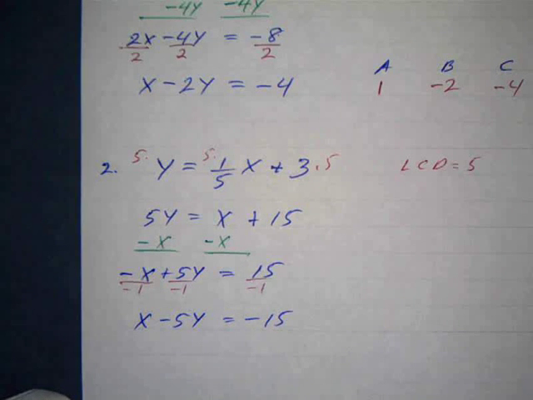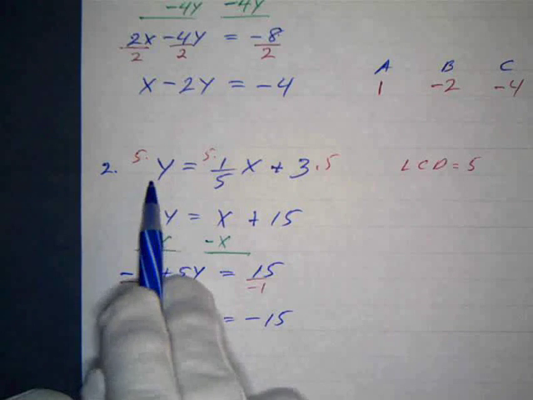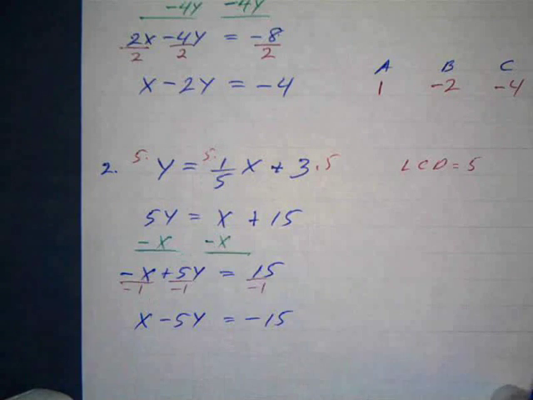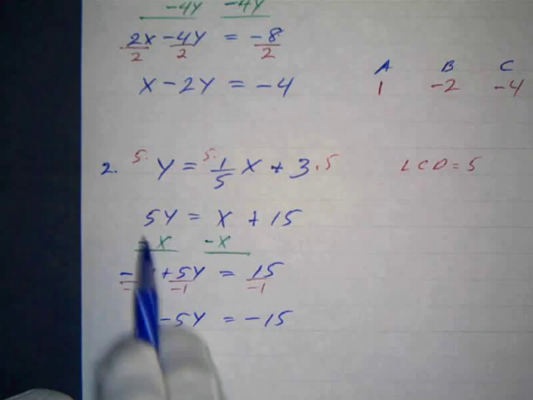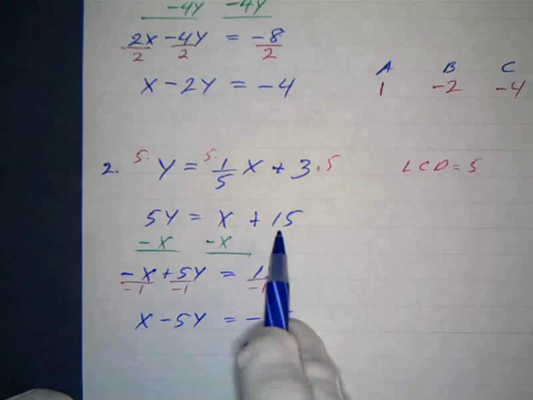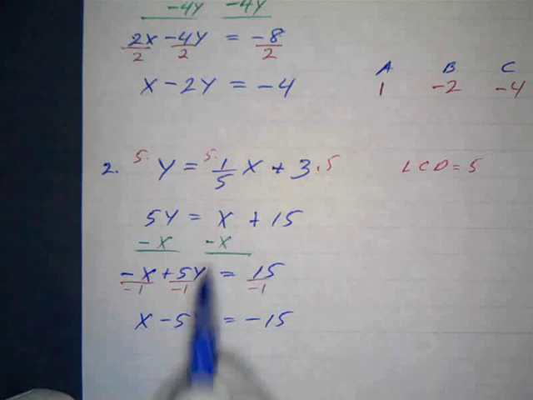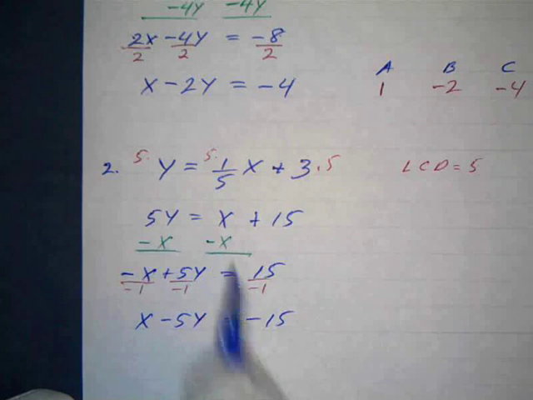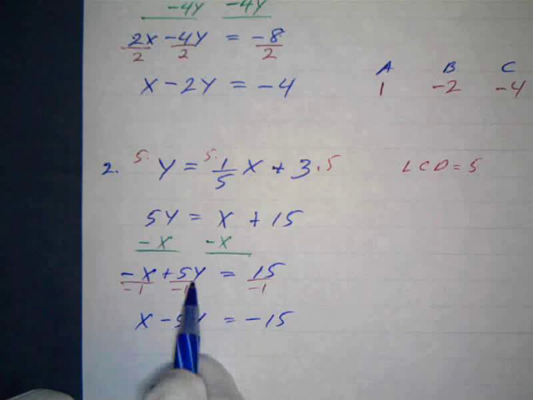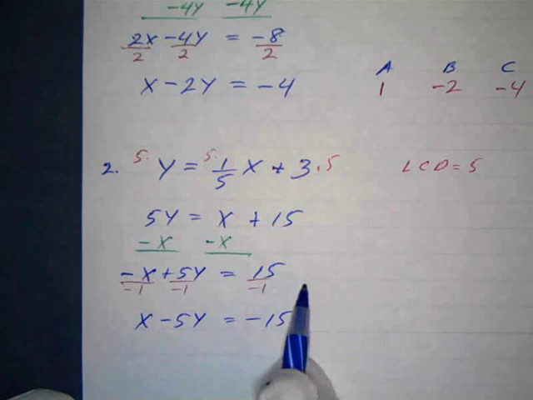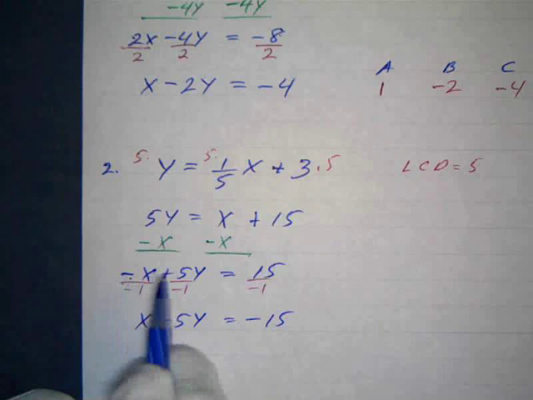So again, just to recap, we have a fraction, so my least common denominator was 5, so I multiply every term by 5. 5y. 5 over 5 is 1, so just 1x. 3 times 5 is 15. Then I get all my x's on the left with the y, so I subtract x from both sides. So x minus x is 0, so I just have 15 on the right. And then if I subtract x over here, I've got negative x plus 5y, but I've got a negative leading sign, so I've got to change that.